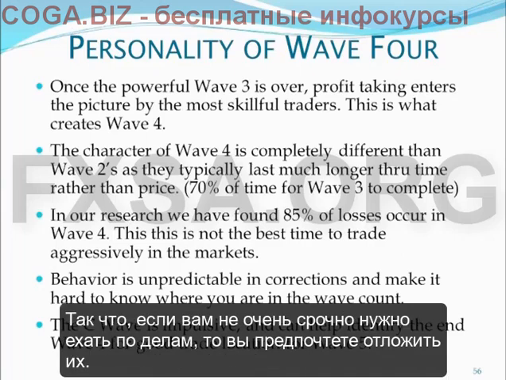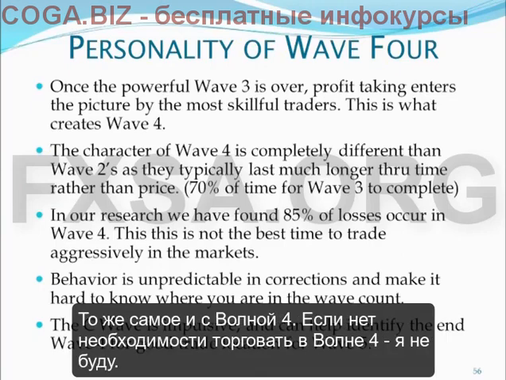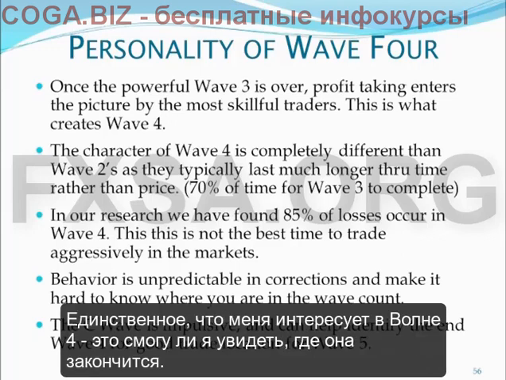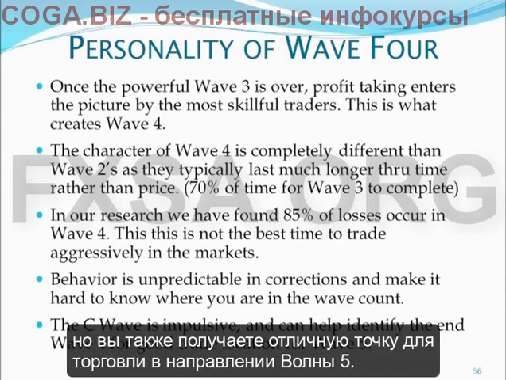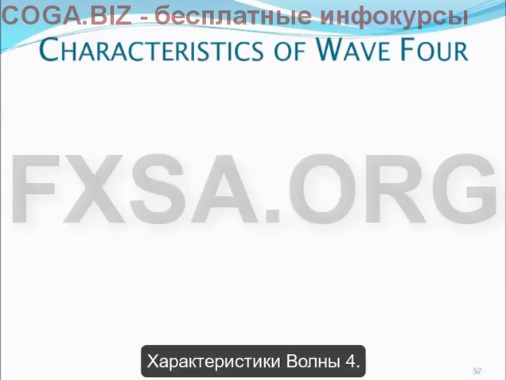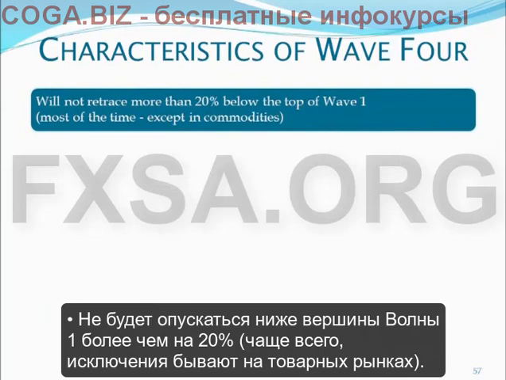So if you don't need to get in your car and you have to run those errands, you'd kind of skip it. Same thing with a wave 4. If I don't have to trade a wave 4, I don't want to. What I do want to know about a wave 4 is if I can kind of see where the end is going to be near. As the C wave is an impulsive wave and many people do like to trade it, you also get great trade location for that wave 5. So characteristics of wave 4. Will not retrace more than 20% below the top of wave 1.